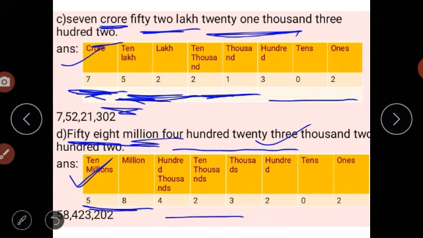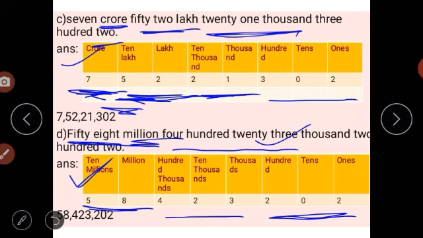423. Next, what values remain? 202. Next we write here 202. So here, what will we do? First, for the millions value, how much do we have? 58. After that, what are we doing? We are placing a comma to show that this value is of millions.